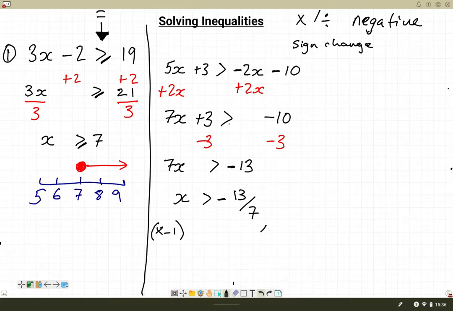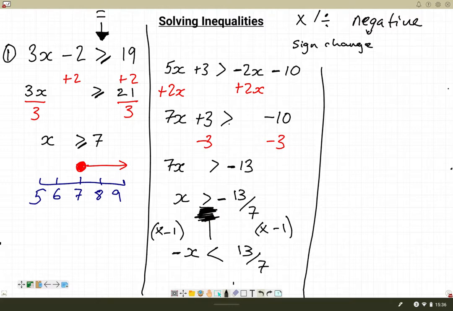Now I never multiplied or divided by a negative, but if I was to multiply this side by negative 1 and this side by negative 1, I would get minus x on the left hand side. On the right hand side, I'd get 13 over 7, and the inequality sign will change direction. So that's what I meant about if you multiply or divide by a negative, the inequality sign will change direction.